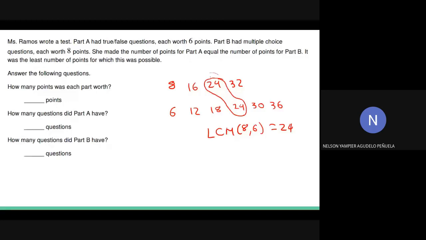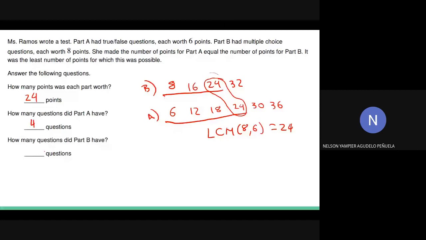So she made three multiple choice questions and four true false questions, right? How many points was each part worth? Each part was worth 24 points. How many questions did part A have? This was part A, this was part B. So, how many questions? Four questions. And part B, three questions.